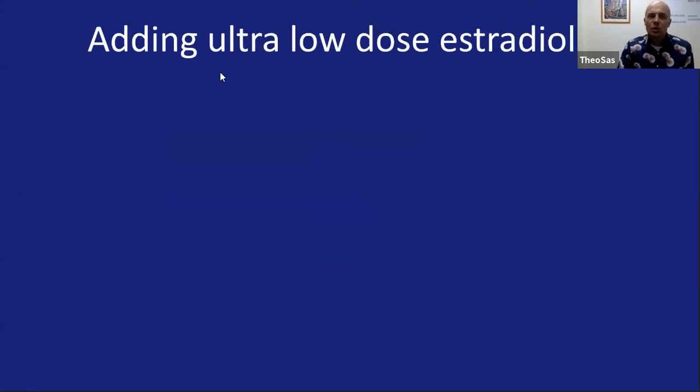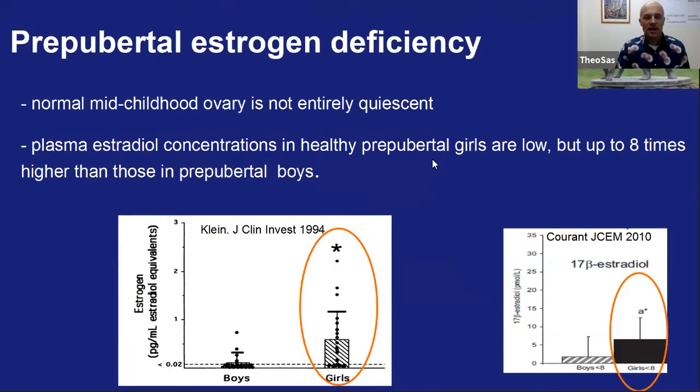Should we add an ultra-low dose of estradiol, not in puberty, but before puberty? Could that help? That is the idea, and these are 2 studies showing the estradiol levels before puberty in healthy boys and girls. And what we can see is that even in the prepubertal girls, in healthy girls, the estradiol is higher. So perhaps, and we know in Turner syndrome there is most of the time ovarian failure, perhaps it could help to give them a very low dose.